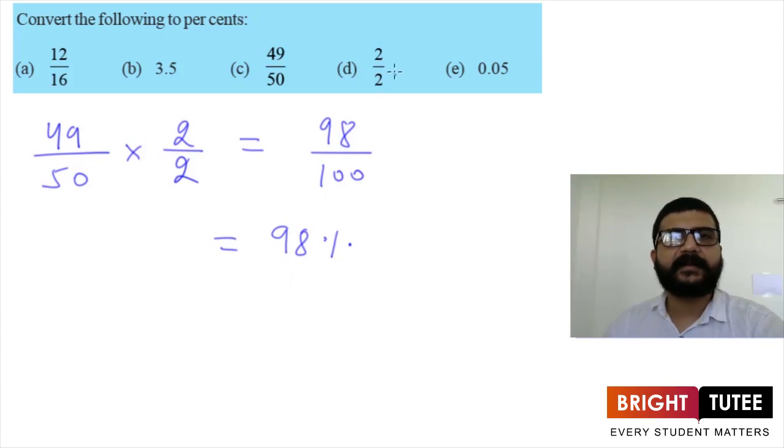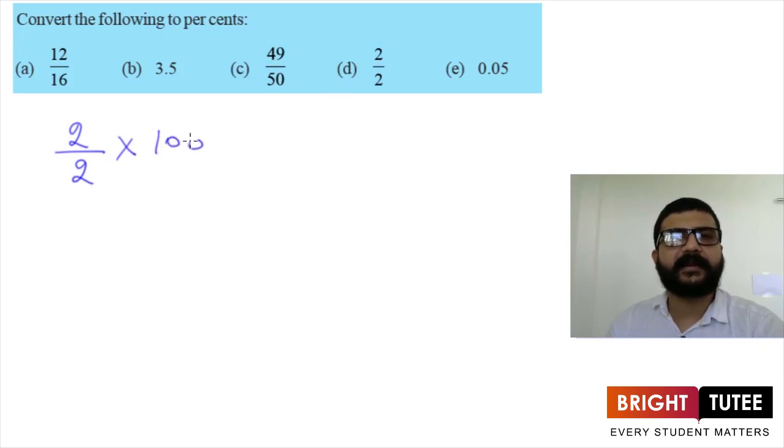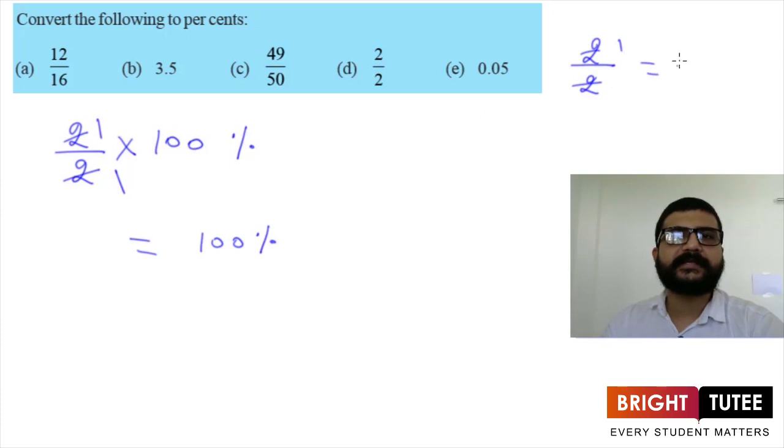Now the next part, it's again a fraction here. It is 2 upon 2. We have to convert this into a percent. Let's multiply this with 100, and this is percentage. Now 2 upon 2 into 100%. Now we can cancel this 2 with this 2. Now this is nothing but 100%. 2 upon 2 was 1 only. We know that 2 upon 2 is 1. So it means the number 1 represents 100%.